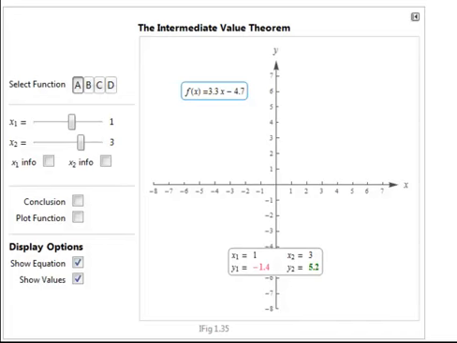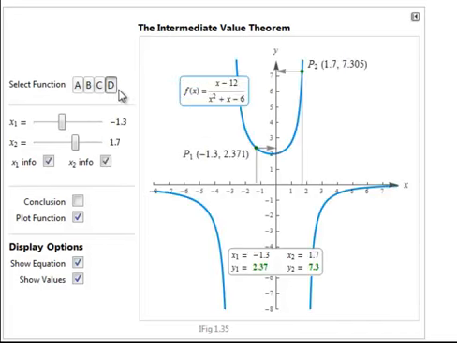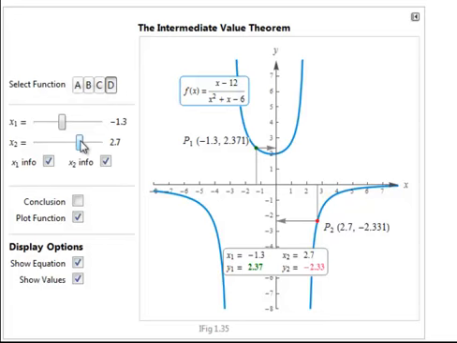This figure uses a linear, a fourth-degree polynomial, a logarithmic, and a rational function to illustrate the intermediate value theorem. It would display the graph, equation, functional values, and conclusion. Notice that function d shows inconclusive even though the y values have opposite signs. Can you explain why this is inconclusive?